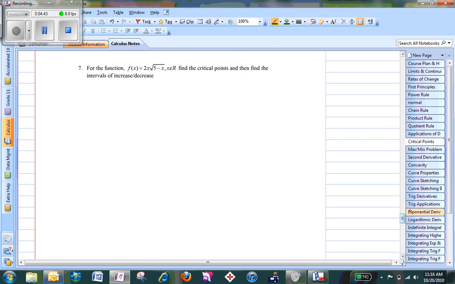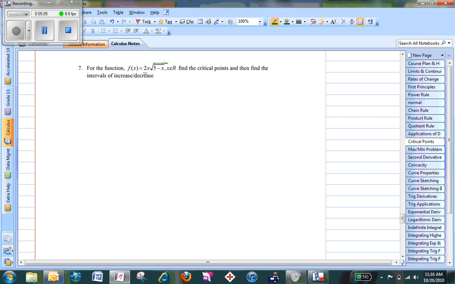Now the next question is even more challenging. The reason that it's more challenging is right here when you look at the function. Notice that the function is a combination of two functions, 2x and root 5 minus x, which means that when I want to take the derivative, if I have a function times a function, I'm going to use the product rule.